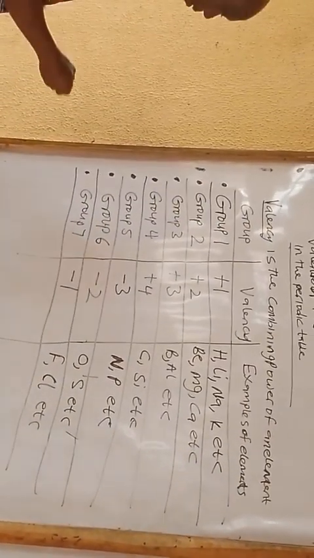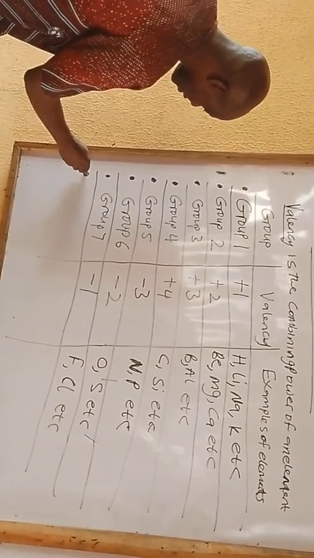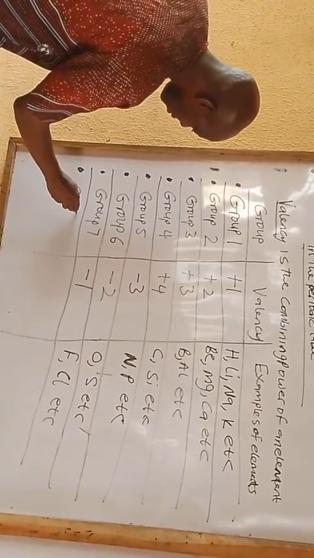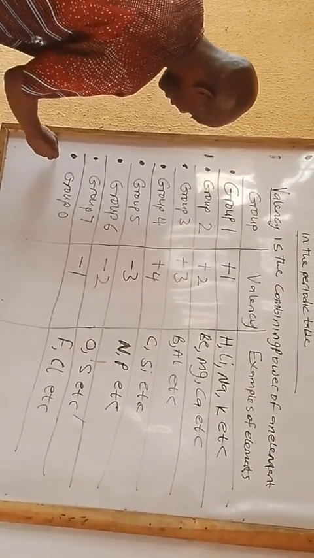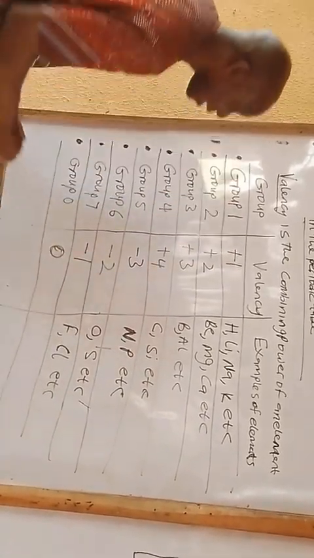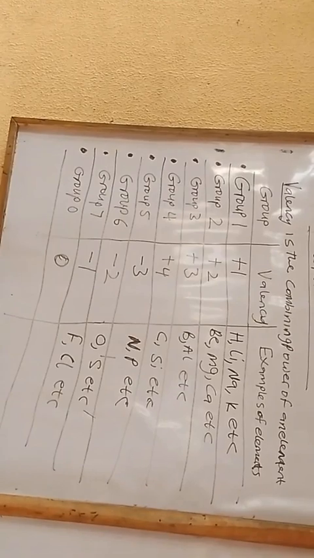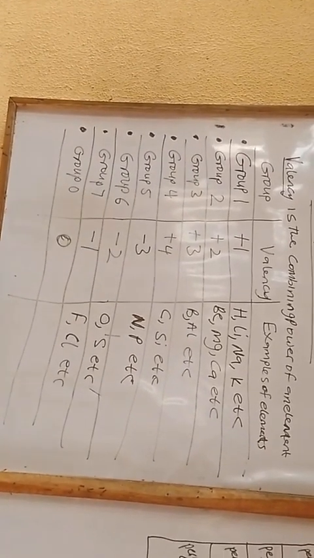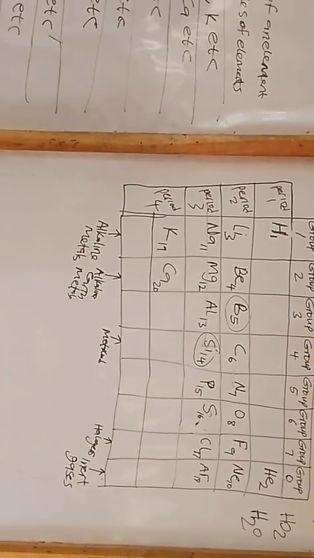While all the elements in group 0, or group 8, have a valency of 0. That is why they don't take part in chemical reactions. They don't combine with other elements to form any compound. Examples of elements here are helium, neon, and argon.